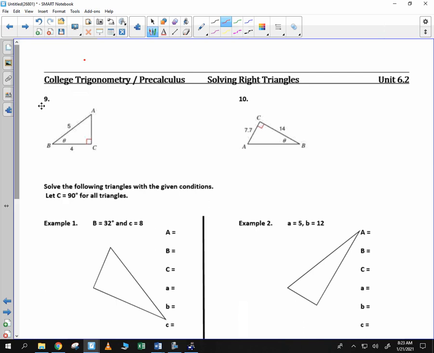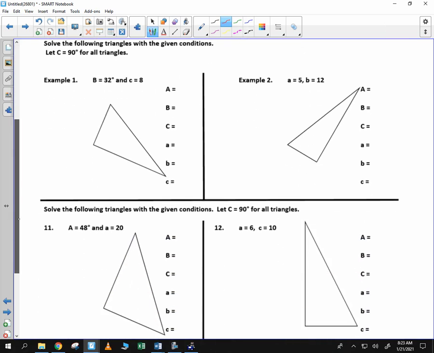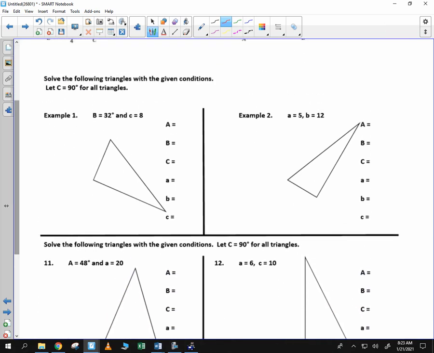That should take you through problem 10. And then it says to solve the triangles with the following condition. So I will do example 1 and example 2 with you, and then we will be done. You always know that angle C is going to be the 90-degree angle, so label it 90 degrees. B is 32. Looks like that one's slightly smaller, so I'll call that 32 degrees, and we'll call this A. So, all right, B is 32 degrees.